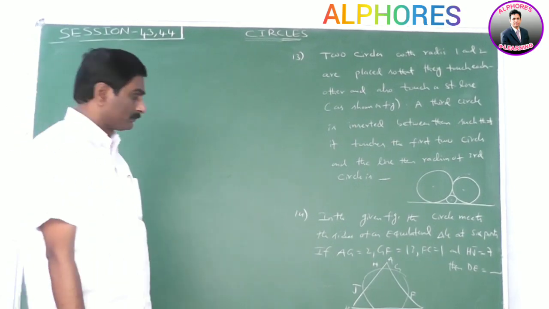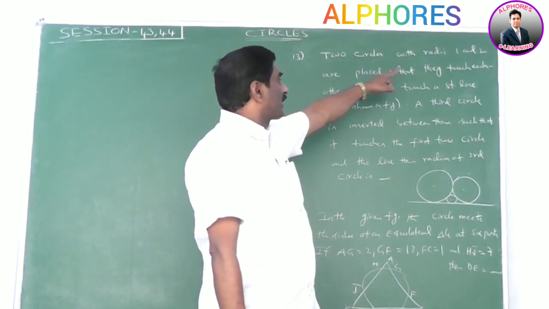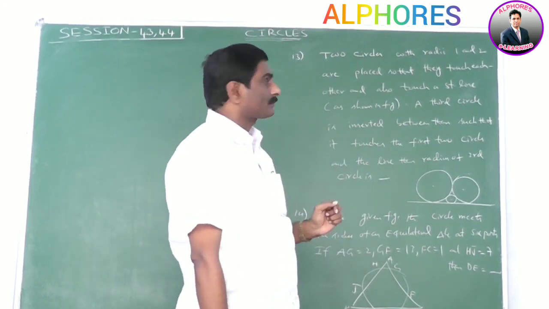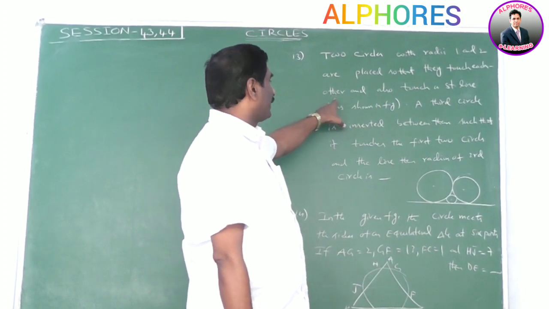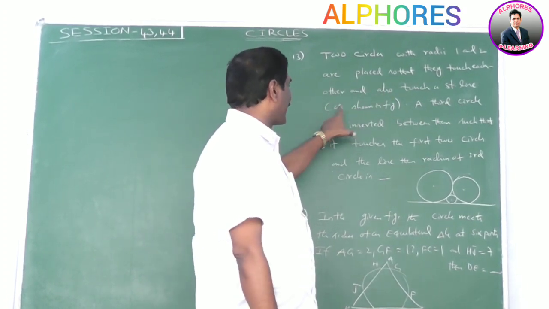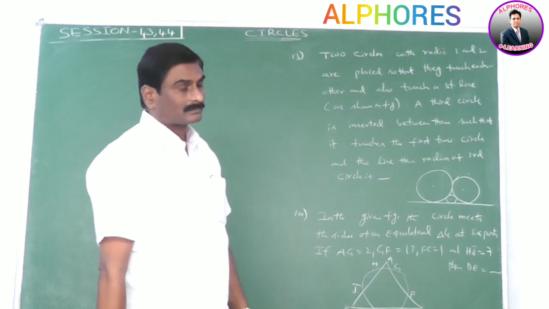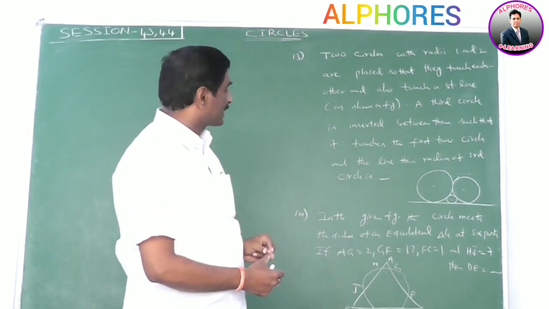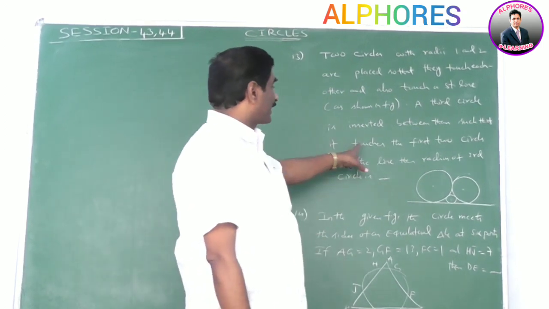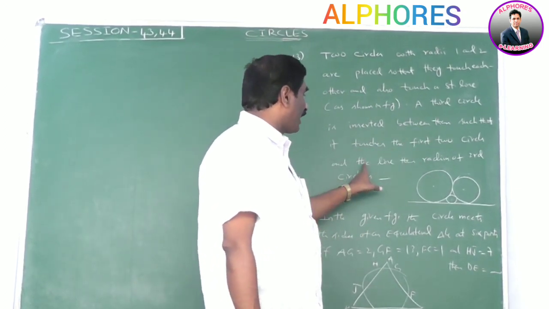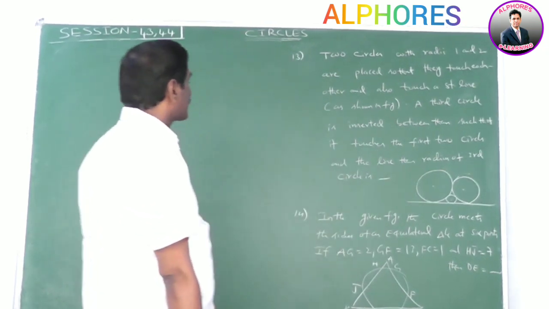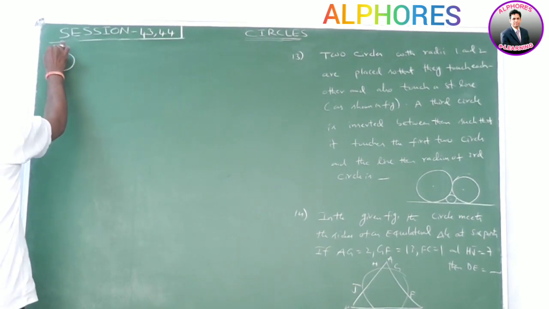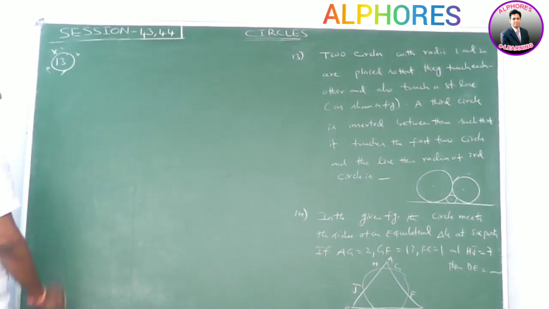Next, question 13. Two circles with radii 1 and 2 are placed so that they touch each other and also touch a straight line as shown in the figure. A third circle is inserted between them such that it touches the first two circles and the line. Then the radius of the third circle is dash. Very important.